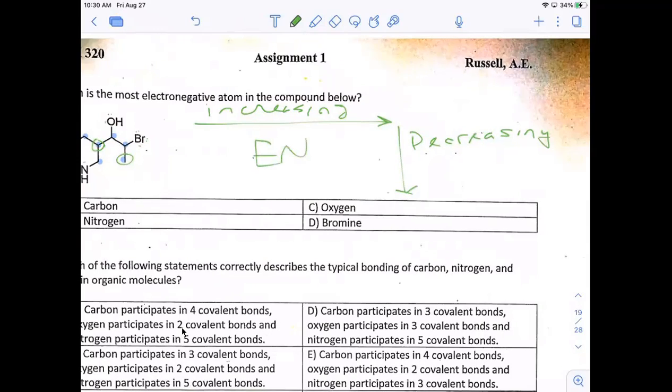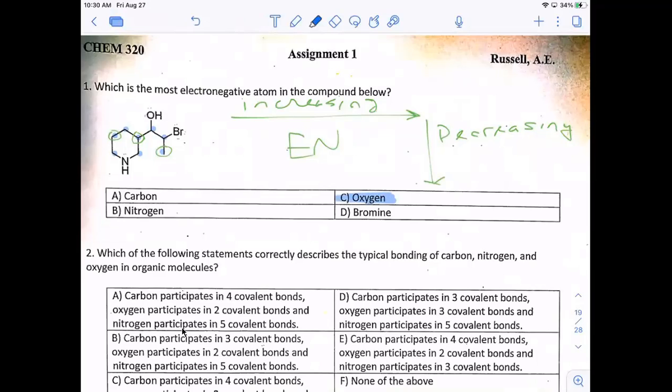You don't have to guess. If an atom is to the right of another atom, or if it's below it, it's going to have a lower electronegativity. All right. So in this case, oxygen is the most electronegative atom. All right. Let's go to the next question.